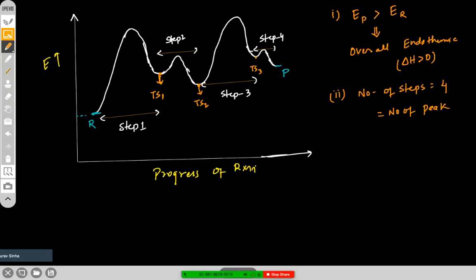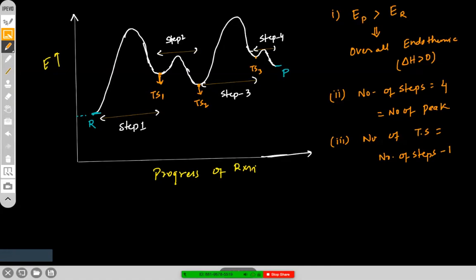Okay. Number of transition states: how many transition states do we get? All these are questions. It is equal to the number of steps minus 1. That is what we get as the number of transition states. You see, we are getting 3 transition states.